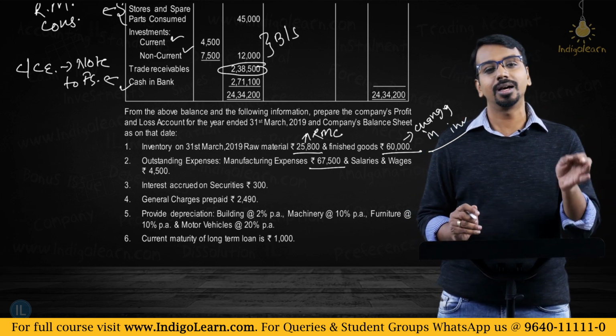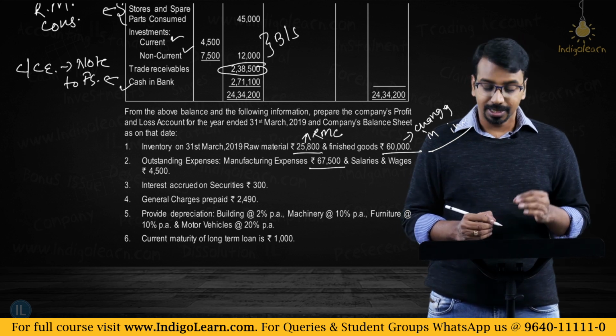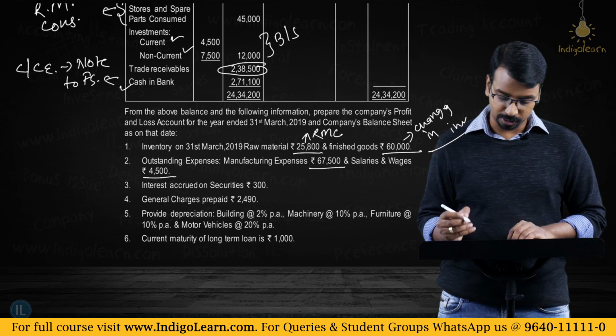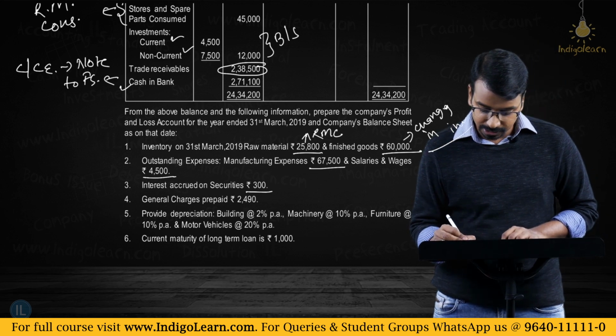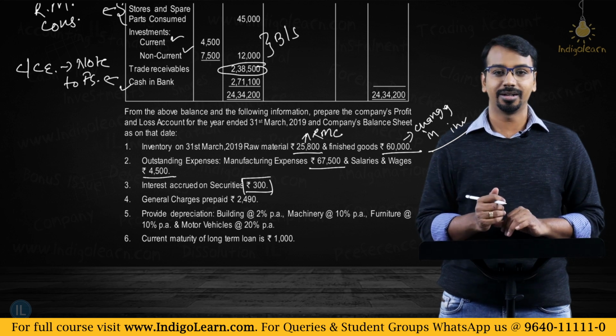Correspondingly, you will show it under current liabilities as other current liabilities. Then salaries and wages outstanding 4,500. This also will add to the employee cost. Interest accrued on securities 300.